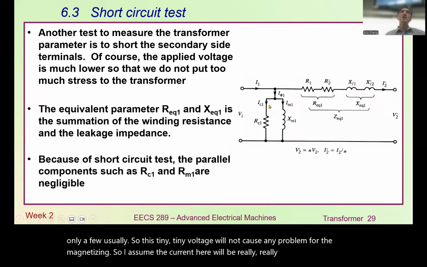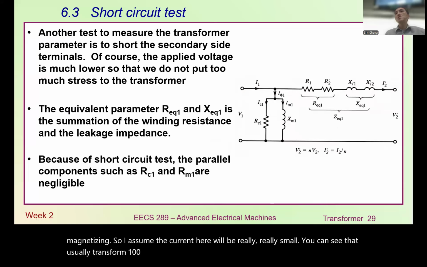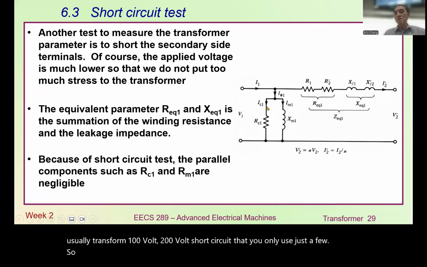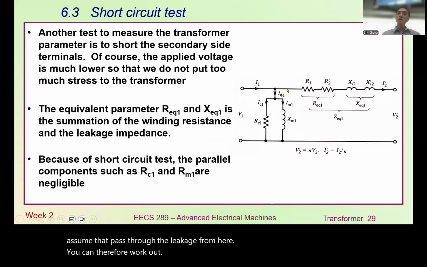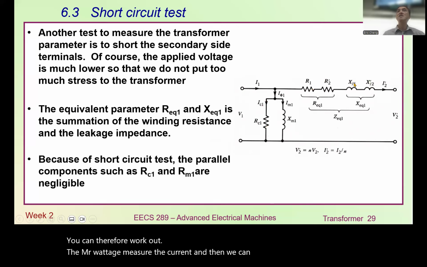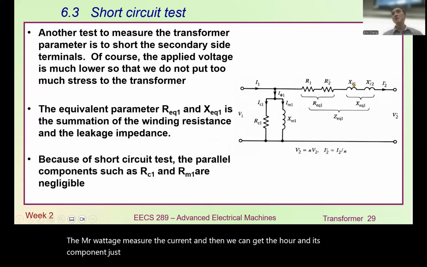You can see that for a transformer rated 100 volts, 200 volts, in the short circuit test we only use just a few volts. That means the current in the magnetizing branch will be negligible. Most of the current we can assume passes through the leakage. So from here we can measure the voltage and the current, and then we get the R and X components simply by Ohm's law, right?